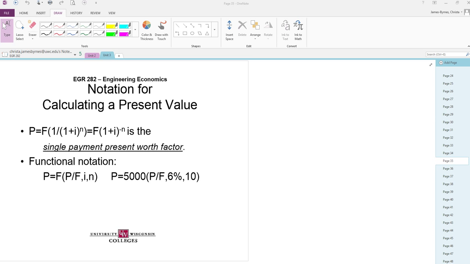Alrighty, in this video, we are going to use our other formula. We are going to calculate the present value. Now, maybe you noticed, maybe you didn't, on the previous one, there was a name for our formula and for our functional notation. When you want to find an F given a P, that's called the compound amount factor. I didn't even mention it because I don't ever pay attention to it, but just so you know.